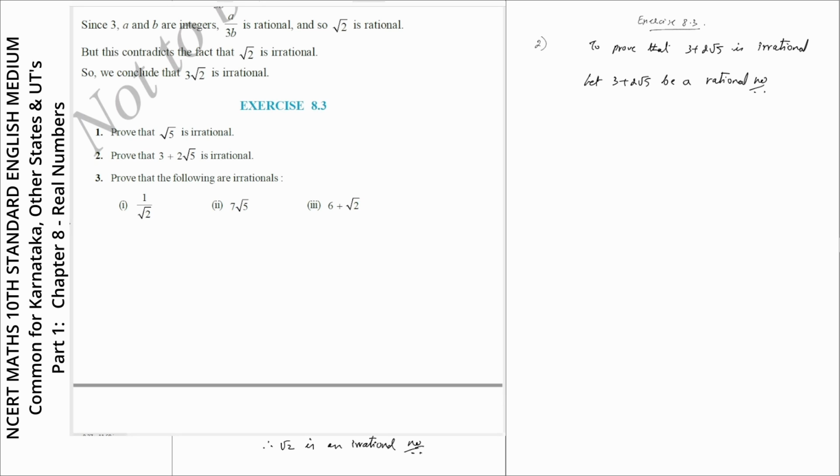So since I have assumed this is a rational number, 3 plus 2 root 5 is equal to r by s, where r and s are integers and s not equal to 0. So all rational number is in the form of p by q, where p and q are integers and q not equal to 0. This is the definition of rational number, right? So here since I have assumed 3 plus 2 root 5 as a rational number, this is equal to r by s, where r and s are integers. Now r and s will have some common factors which I can cancel.